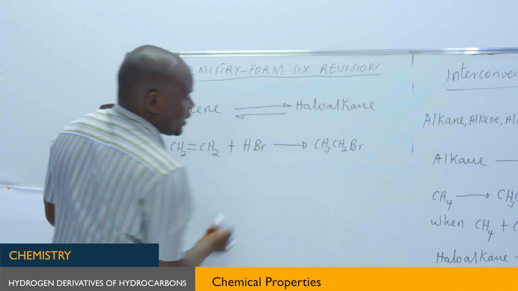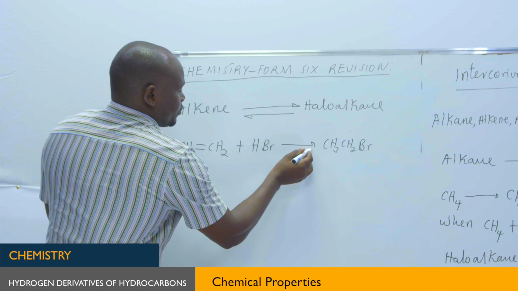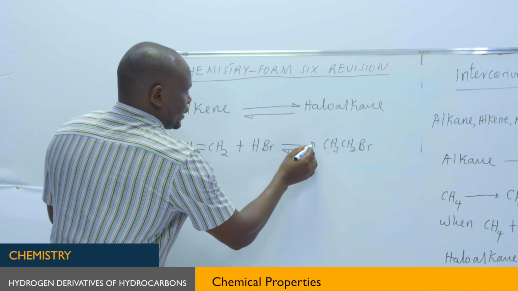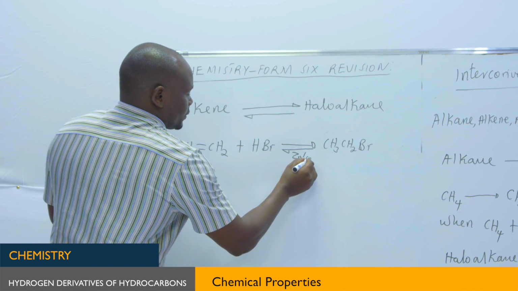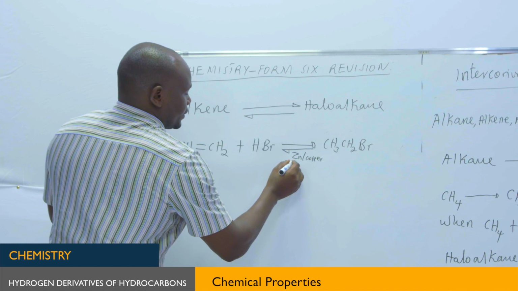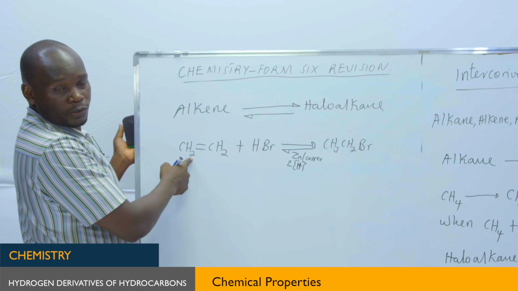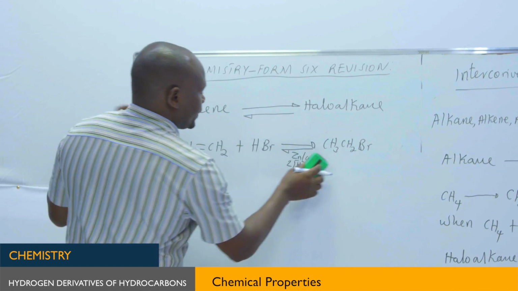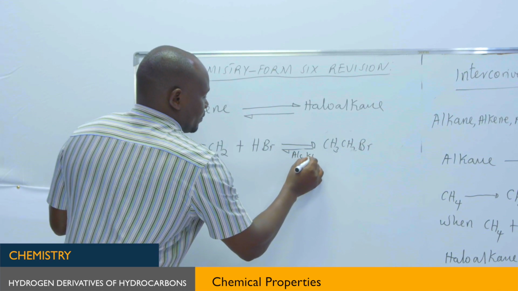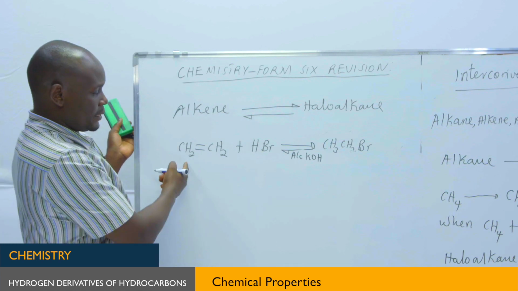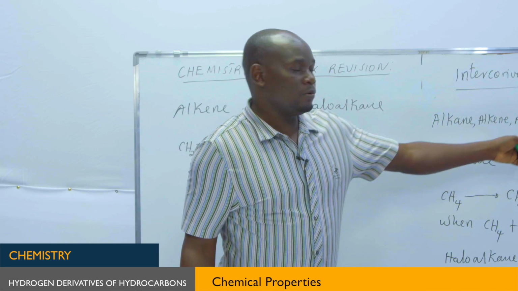So if this is our haloalkane, you can do any reduction method to this product, by either reduction with the zinc-copper couple, and then you will end up getting the alkene. Or if not that, you can treat this one with alcoholic potassium hydroxide, and you will also get the alkene. So this is the interconversion between alkene and haloalkane.